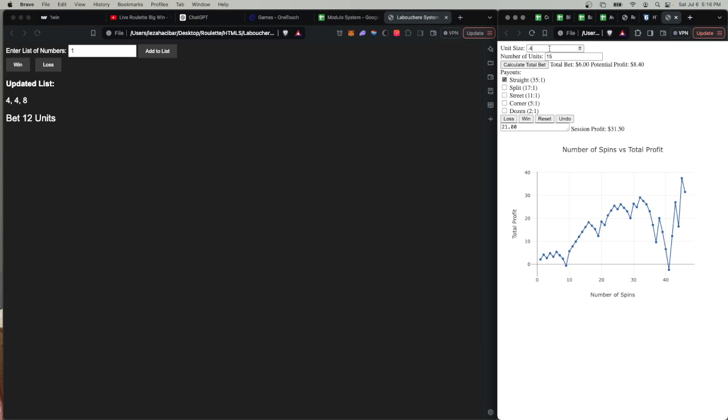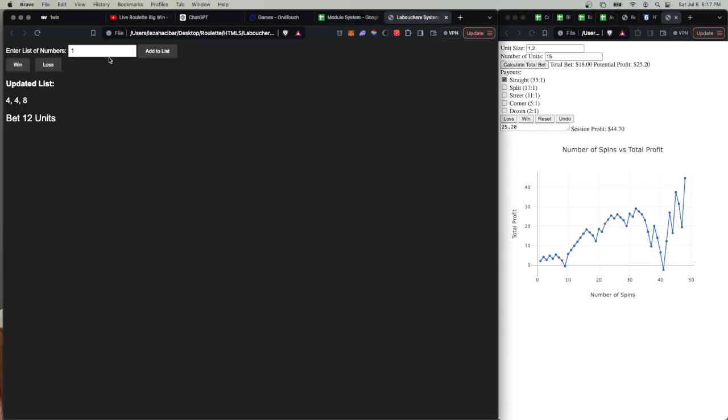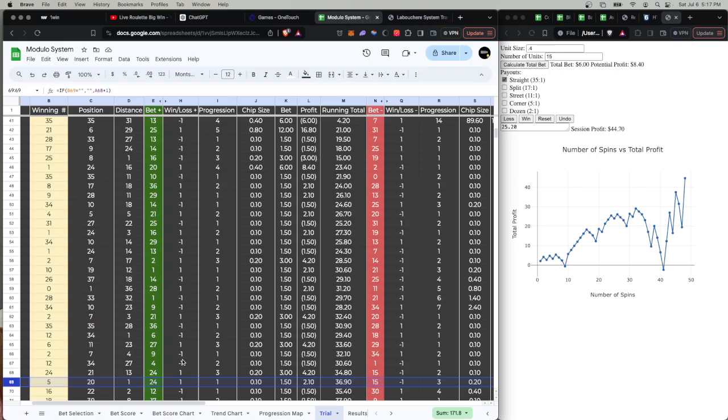So this is 8. Calculate, loss. Now we're switching trends and we're betting $1.20 on each number. So we lost twice, and then we switch to our positive bet where we get a win. And we win. So now we got a 4-unit bet.